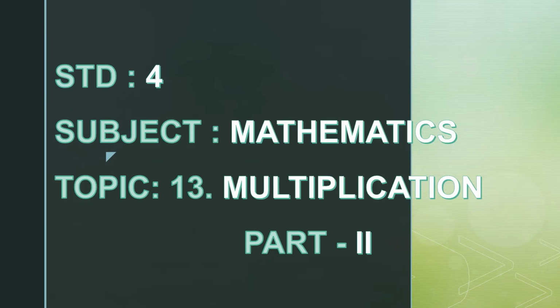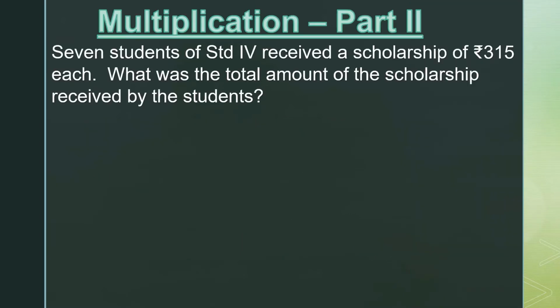Standard 4, Subject: Mathematics, Topic number 13: Multiplication, Part 2. 7 students of Standard 4 received a scholarship of Rs 315 each. What was the total amount of the scholarship received by the students?